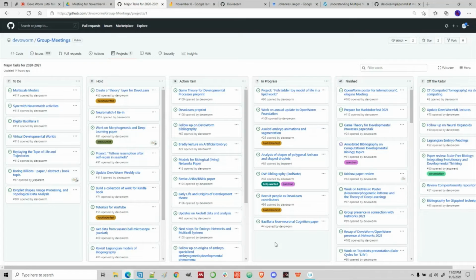I encourage people to go to this. This is a task board here in group meetings. So this is DevoWorm group meetings, and this is project 1. This is the group meetings major tasks board for 2020-21. And so you'll see a number of different things that we've finished, but also things that are in progress and things that are on hold. I would like to really focus on the things that are on hold, because some of those are things we haven't really been able to do, or we're doing recurrently. So there's some opportunity there to contribute, but also in the action items as well, where we need to get moving on it, and we need to get some momentum behind it. So I think that's enough of that.